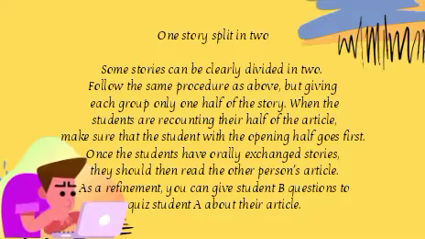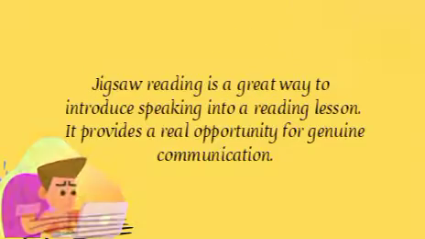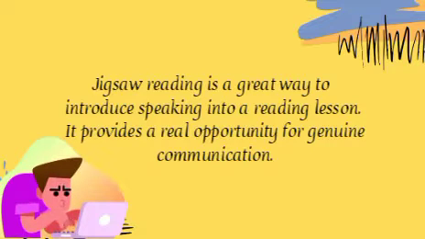Second, one story split into two. Some stories can be clearly divided into two. Follow the same procedure as above, but giving each group only one half of the story. When the students are recounting their half of the article, make sure that the student with the opening half goes first. Once the students have orally exchanged stories, they should then read the other person's article. As a refinement, you can give student B questions to quiz student A about their article.